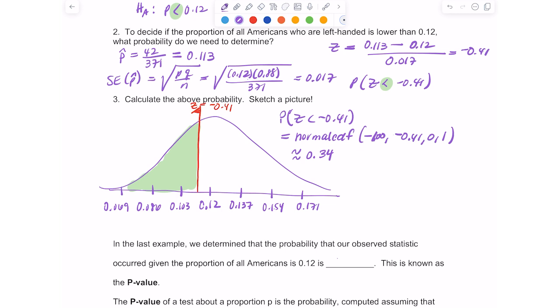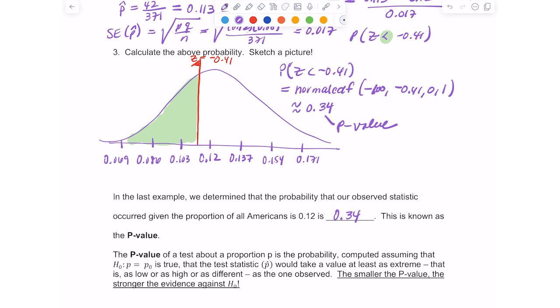Okay, so in the last example, we determined that the probability that our observed statistic occurred, given the proportion of all Americans is 0.12, is 0.34 or 34%. That number right there is known as the p-value. The p-value of a test about a proportion p is the probability computed assuming that the null is true, that the test statistic, which is p hat, would take a value at least as extreme, so that means as high or as low or as different as the one observed. The smaller the p-value, the stronger the evidence against the null.